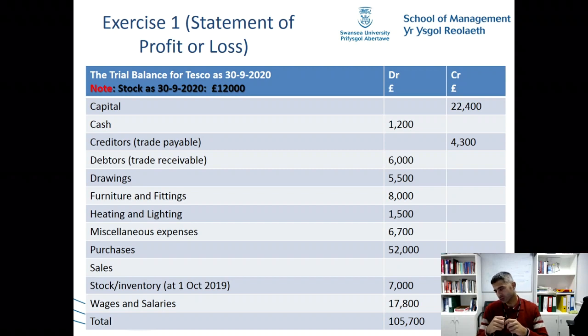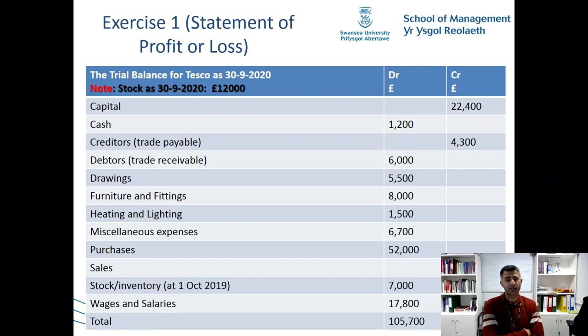If I trick you and tell you cash or bank is on the credit side, if I put it on the credit side, the 1,200 will be on the credit side. This means it will be a current liability, because it's money out. Creditors, trade payables is a current liability, and current liability is in the statement of financial position. Trade receivables, again, is in the statement of financial position under current assets.